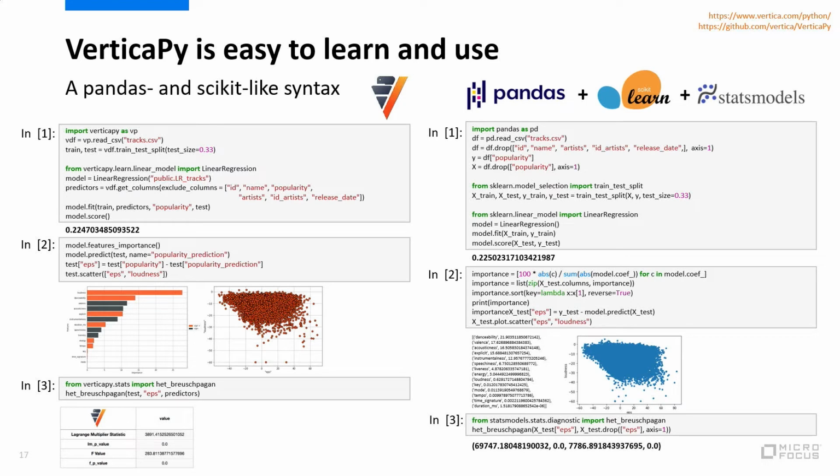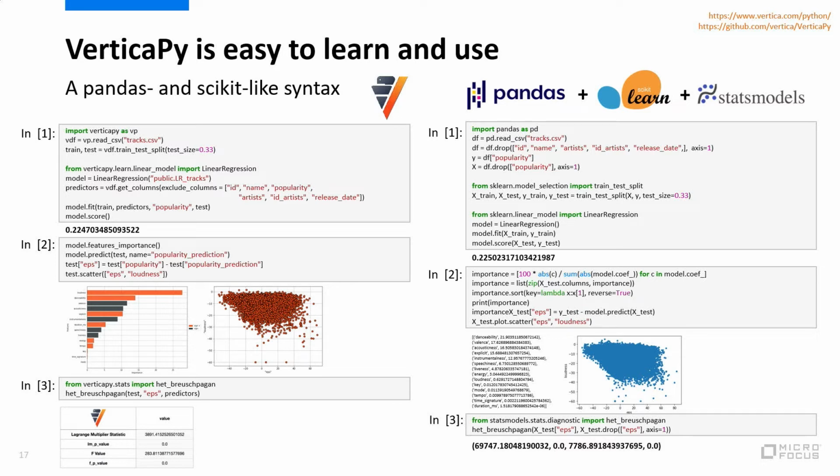So let's now compare the syntax between VerticaPy and pandas, scikit-learn, and StatsModels. You can see that you will have approximately the same syntax for a lot of things. Here, for example, you want to ingest a CSV file. Inside Vertica, you can use our own read CSV function, which will parse the CSV file, identify the types, and load it in Vertica. We have our own train test split function in order to split the data into train and test. And you can also import your machine learning algorithm and then build your model.